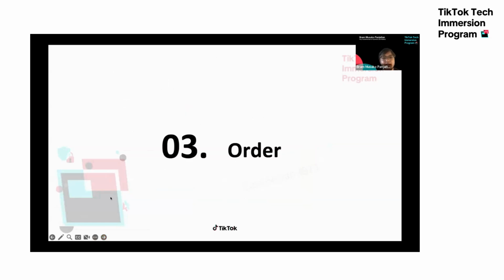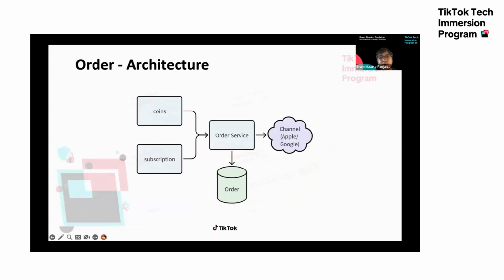Okay, so we already covered the business domain, the consumable and subscription. Now we can go to the order or backend perspective. So I drew a simple diagram of how to handle the coins and subscription product. Let's say there are two services here, coins and subscription. Because each of the businesses also involves a transaction, the order, we can have an order service in between. The order service will keep track of the order DB. Then for every transaction, we can verify the correctness of the data with the channel. Channel is either Apple or Google.